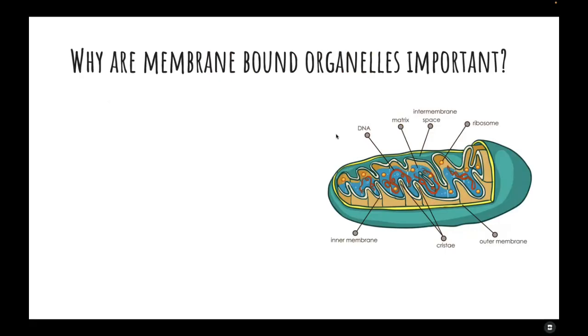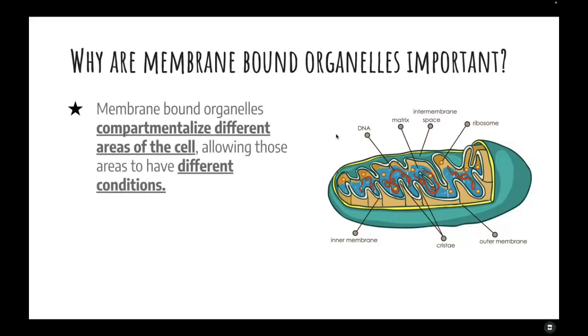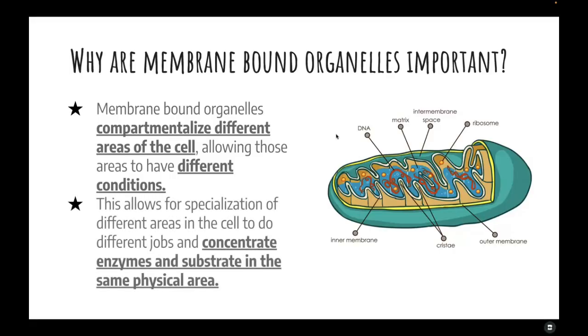And why are they so important? It's important because the membrane-bound organelles compartmentalize different areas of the cell. Like we mentioned, you can have different rooms with different pHs, different ion concentrations. And so basically it's allowing only certain things in and out of the cell. It's a selective barrier. And so it allows for specialization of different jobs to occur in that little area, right? So, for example, you can concentrate enzymes and substrates in the same physical area.